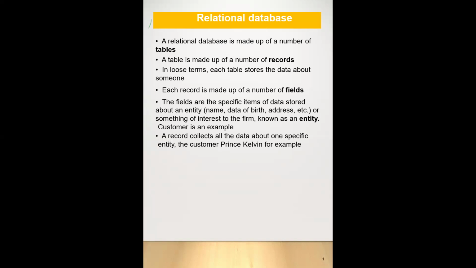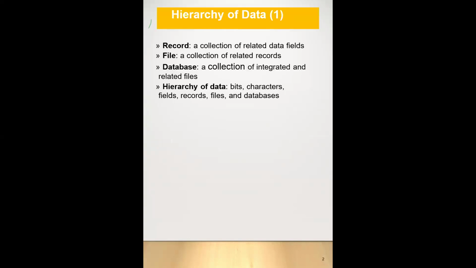So a record collects all the data about one specific entity, the customer called Prince Kelvin, for example. All right. So the record of me in the school as a lecturer is all the information or the fields about me that come together to describe who I am in the school. All right, so I've explained this: record, field, file, database, and that is it. So the hierarchy of data starts from what? Bits. I've explained bits, which are zeros and ones. So 8 zeros and ones.